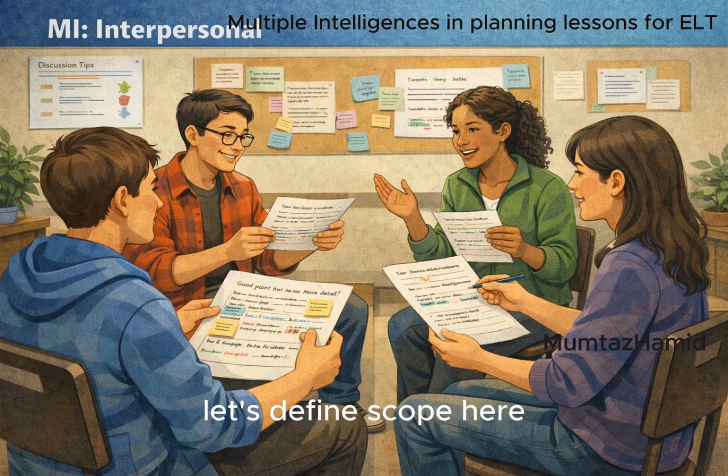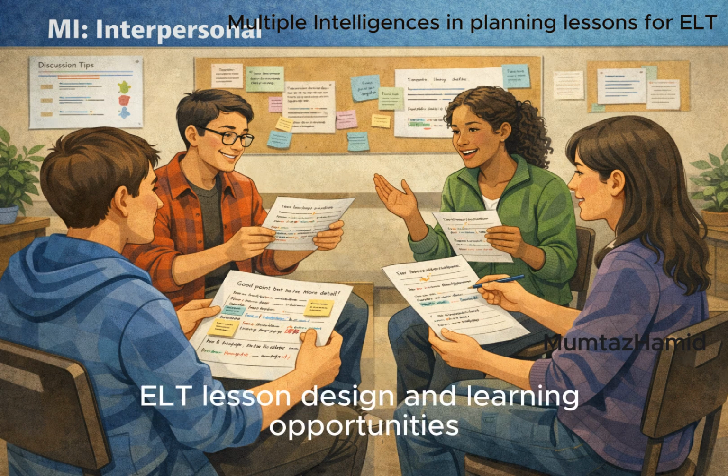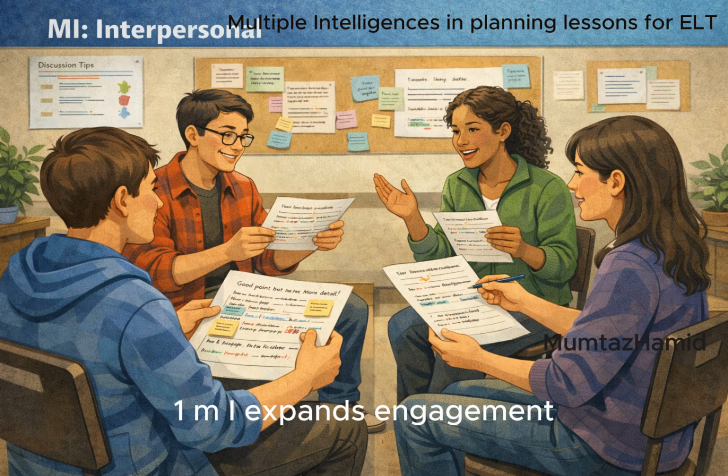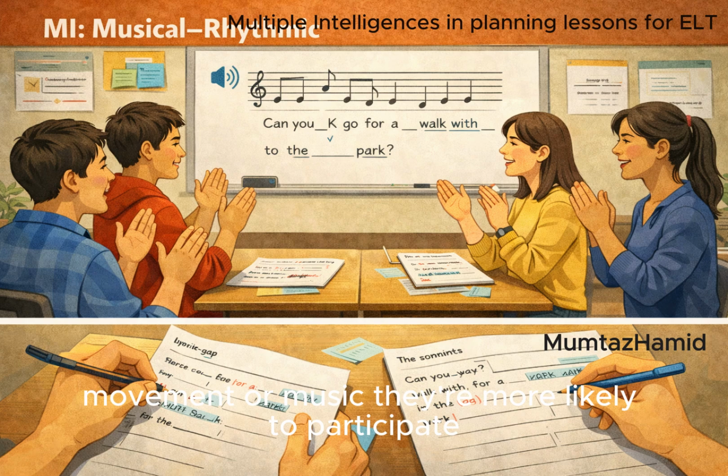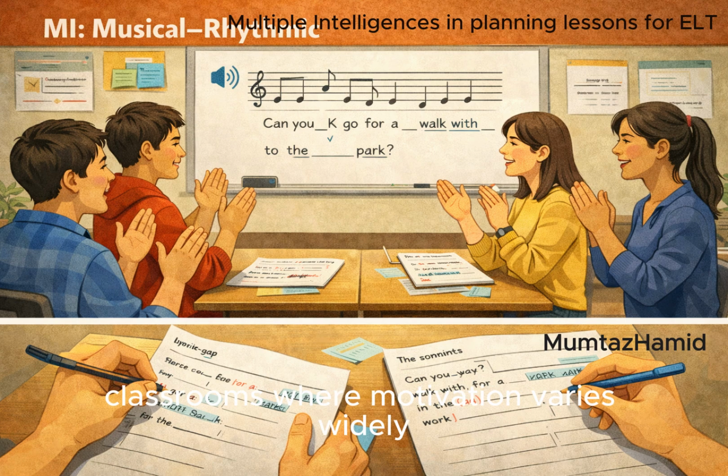Let's define scope here as the practical range of ways MI can improve ELT lesson design and learning opportunities. 1. MI expands engagement. When learners can engage through strengths like visuals, movement, or music, they're more likely to participate. This is particularly relevant for mixed ability classrooms where motivation varies widely.